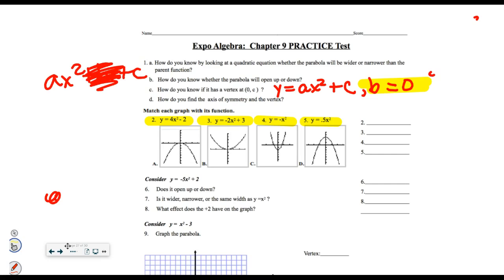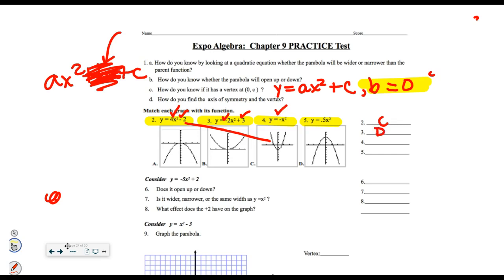All right, so let's go match these up. This is going to be narrow because it's a 4. It's going to stretch it. It's going to open up, and its vertex will be at 0, comma negative 2. So that one's going to go with C. Number 3 is going to open down because of the negative, from 0, comma 3, because when these all have a vertex at 0 because I'm not seeing that x term. All right, so that's going to be D.